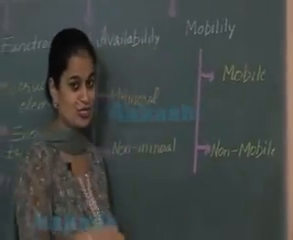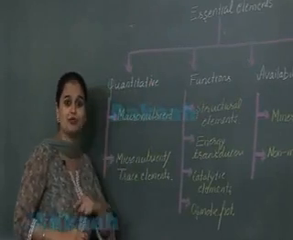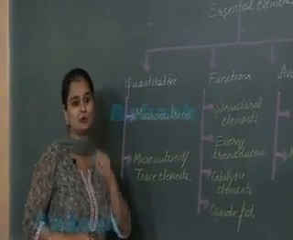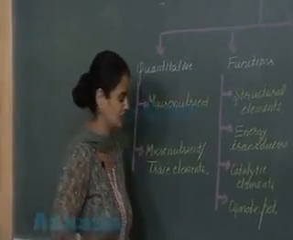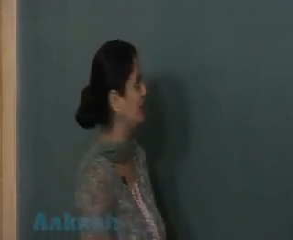Right? So first of all, I will be dealing with this category, that is the types of the essential elements on the basis of amount which is present in the plant. So let's see now the major differences between the macro and micronutrients, or macro or micro elements.